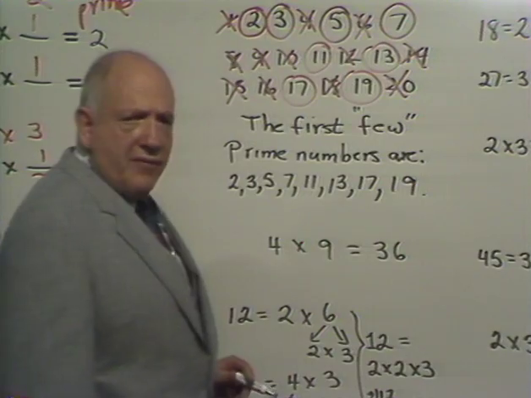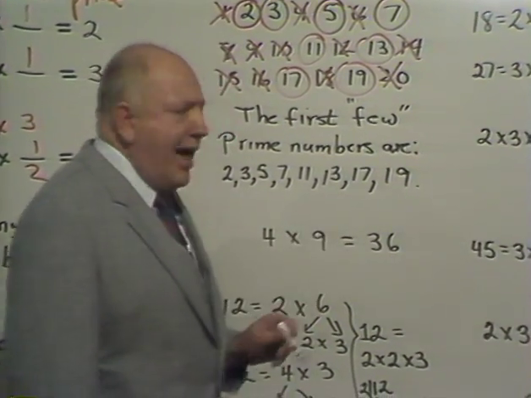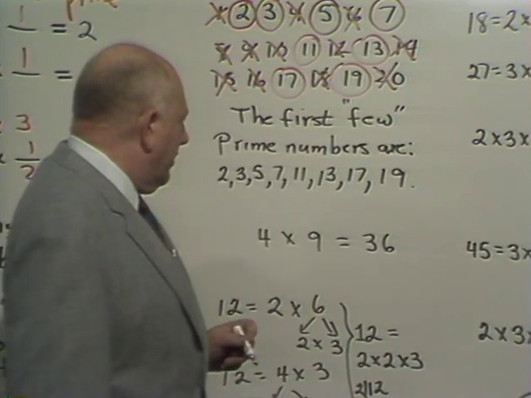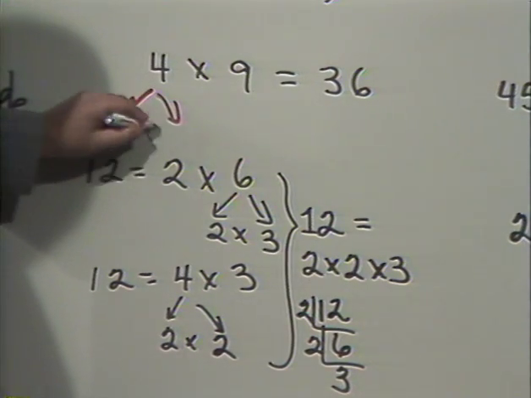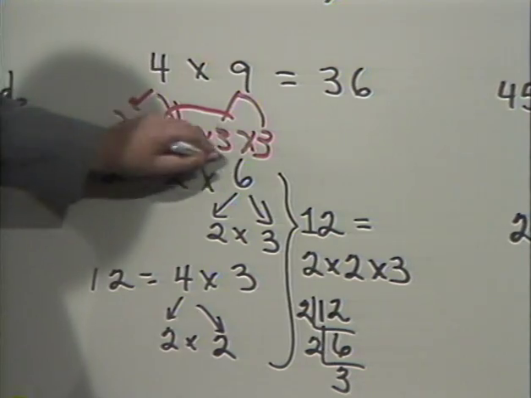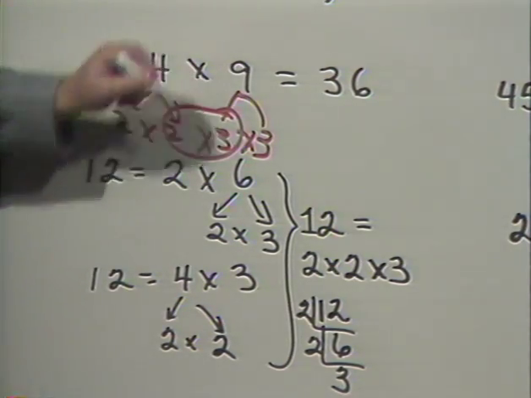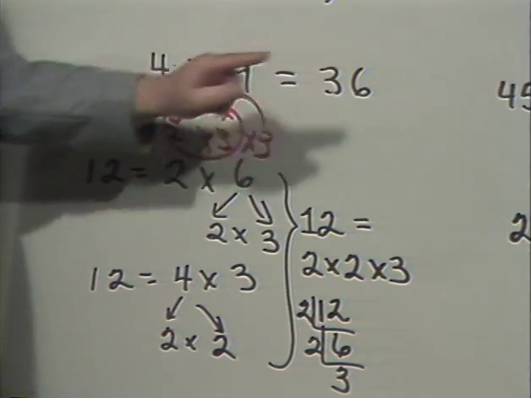4 is not a multiple of 6. 9 is not a multiple of 6. But 4 times 9, which is 36, is a multiple of 6. Where did this come from? Well, you see, 4 breaks down into 2 times 2. 9 breaks down into 3 times 3. You see the 2 from the 4 and the 3 from the 9 merge to give you a 6.